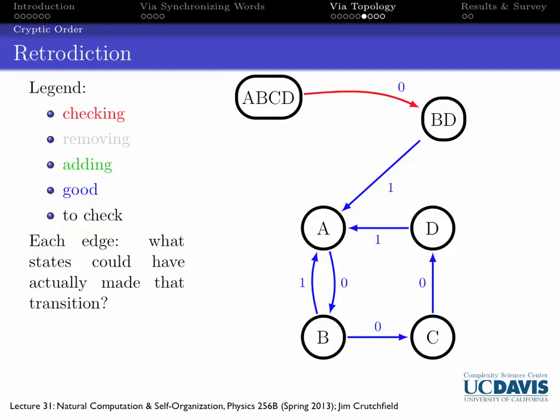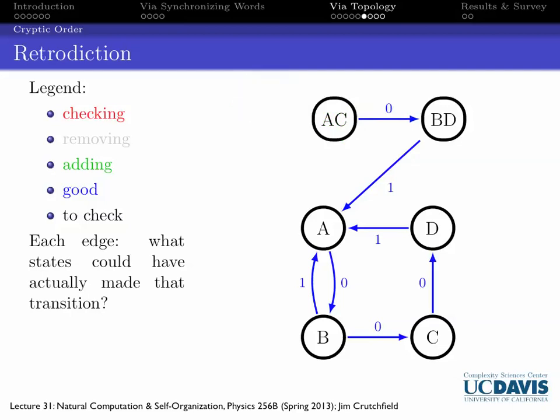And then A, B, C, D to BD on a 0. Well, B on a 0, I had to come from A, and D on a 0, I had to come from C. So we need to add a new state again, AC on a 0 going to BD. And since we just added that, it's good, and we can delete that old node. And we finally have a structure where all the edges are good.